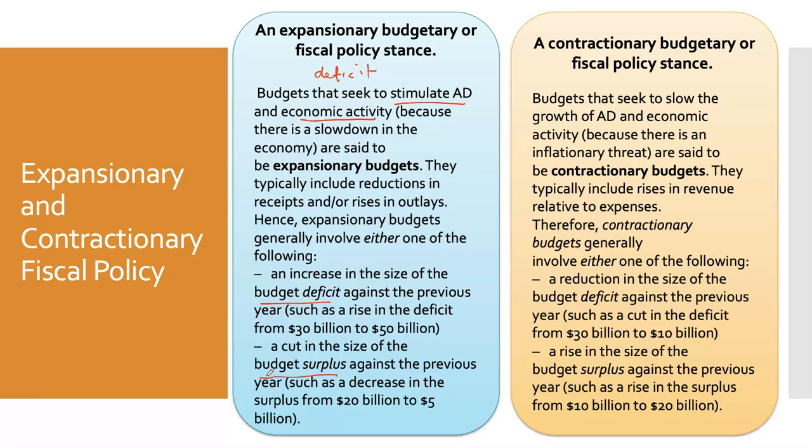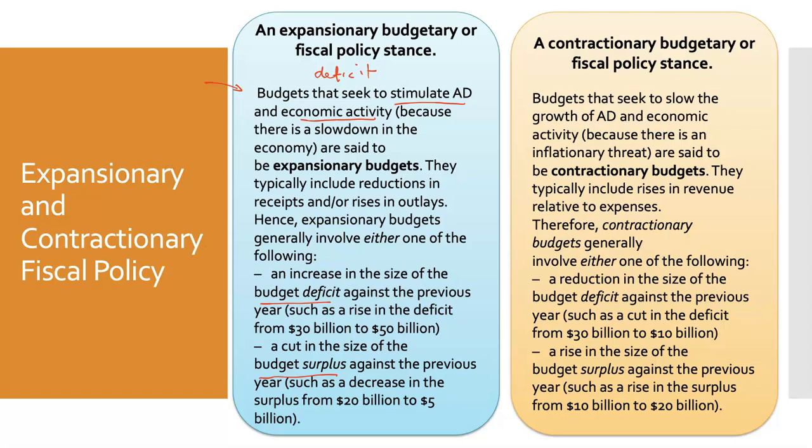Such as a decrease in the surplus from 20 to 5 billion, even though we're having a budget surplus, we would say that this is more of an expansionary budget because they're spending more than they used to. And this is all about stimulating aggregate demand and economic activity. So expansionary budgets, generally deficits, are used to stimulate aggregate demand and activity, and they do that by having more spending typically than receipts or a reduction in surpluses.